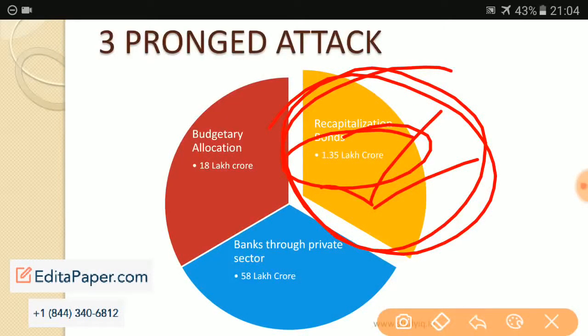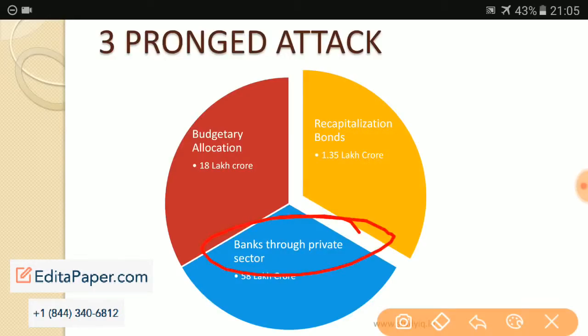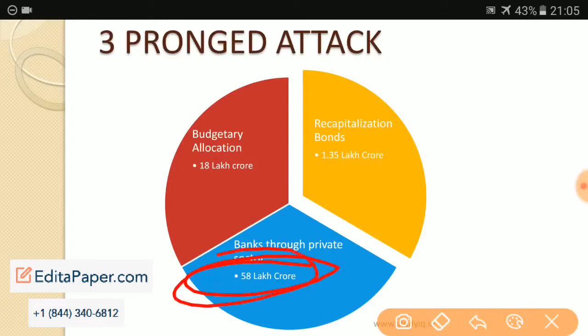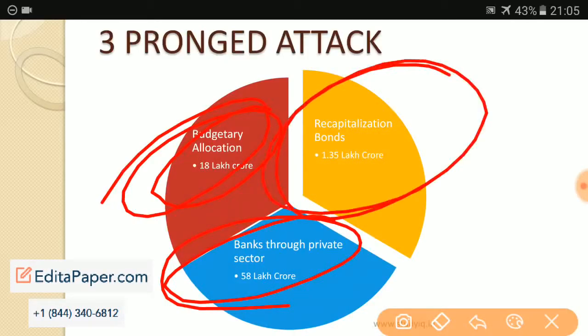Second is the budgetary allocation of 18,000 crores. This is not 18 lakh crore. I'm really sorry for this mistake. This is 18,000 crores. Okay. Also, banks would be raising money through the private sector by issuing shares to the private sector, and they would be raising somewhere around 58,000 crores. Again, this is 58,000 crore, not lakh crore. So 18,000 crore from budgetary allocation, 58,000 crores by issuing shares to the private sector, and also the recapitalization bonds worth 1.35 lakh crores would be issued by the government.